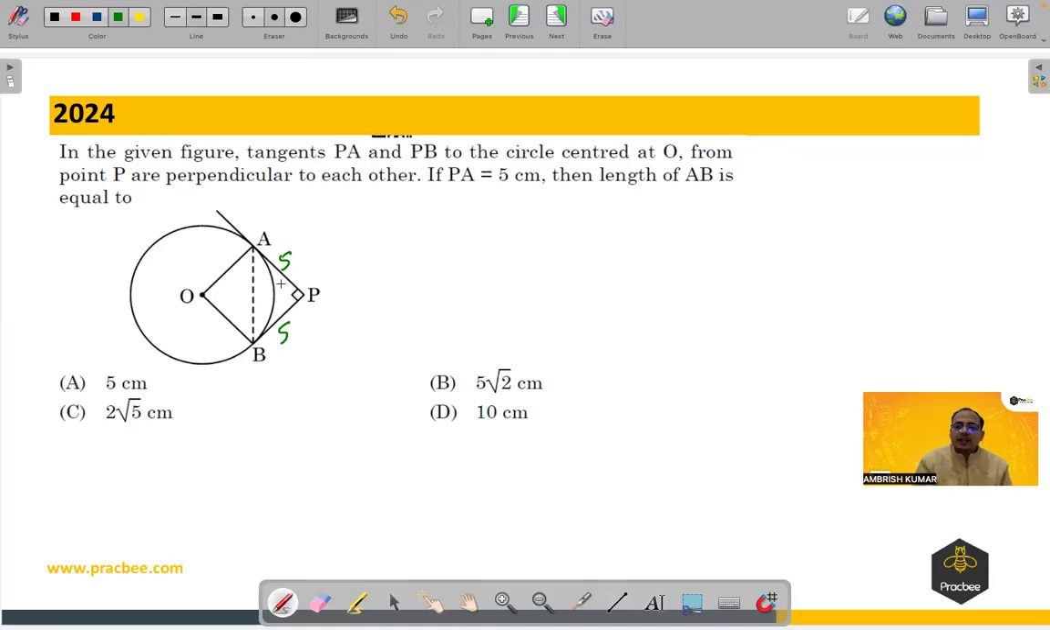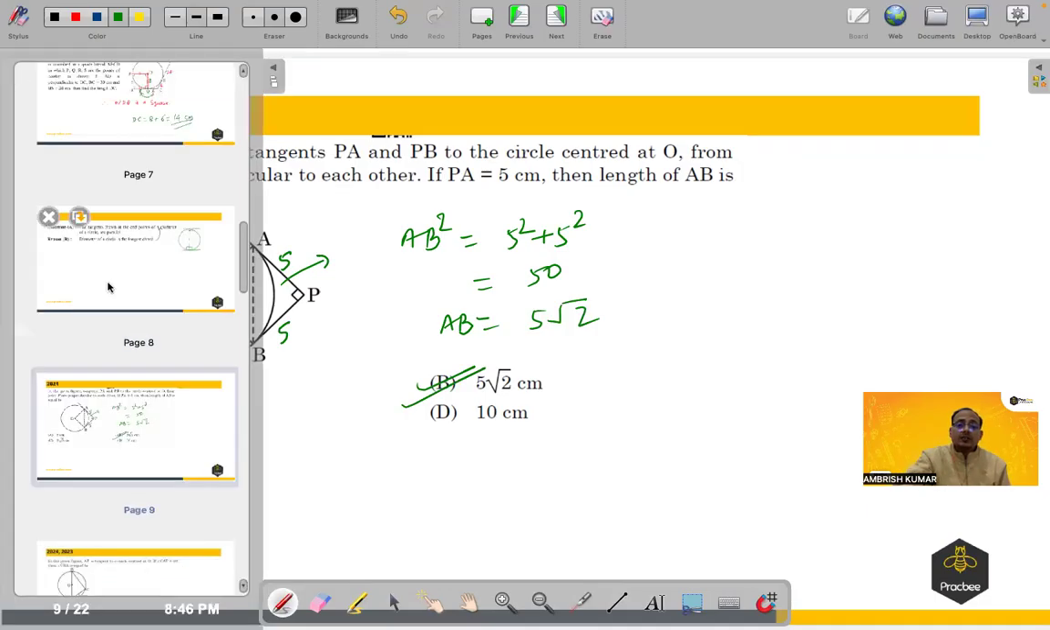At P we have 90, so just use the Pythagoras theorem. So AB square is going to be equal to PA square plus PB square, means 5 square plus 5 square, right? So it's 25, 25, 50. So AB is going to be 5 root 2. So B is the correct answer. Quite easy, right? Just use the Pythagoras theorem.